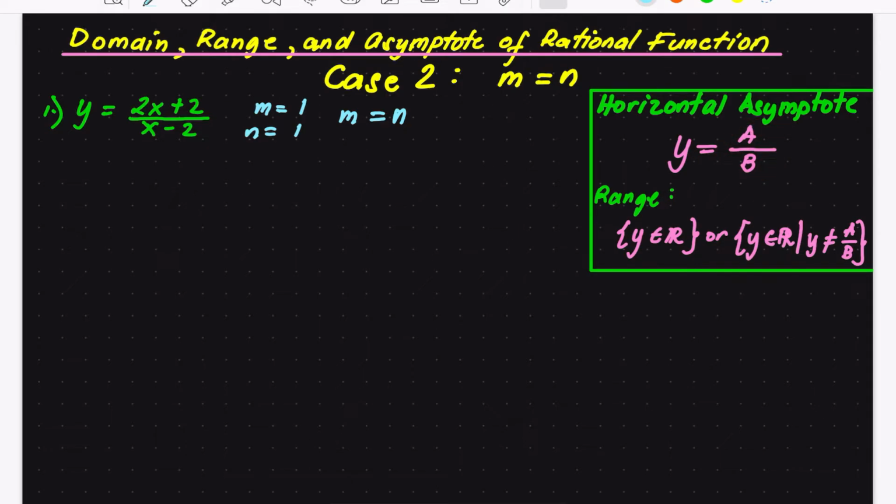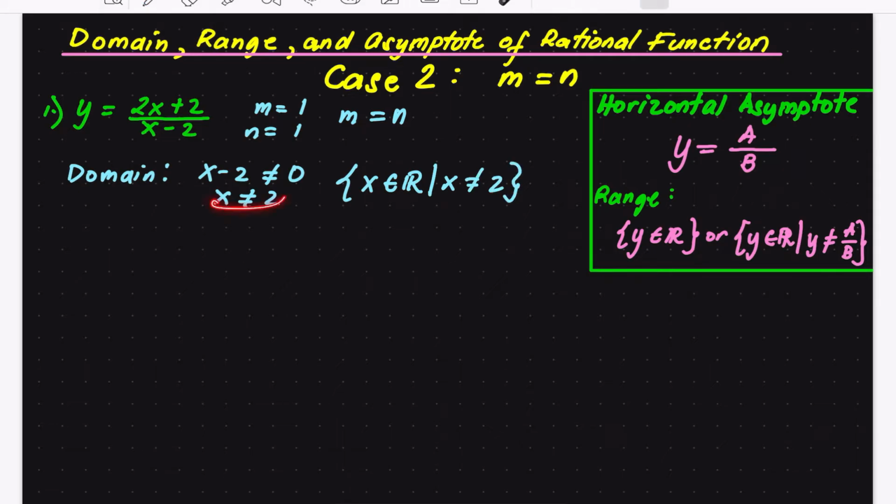Okay, so start muna tayo sa domain. Okay, in determining the domain, so the denominator should not equal to 0. So that's the process. X minus 2 should not equal to 0. Kasi kapag naging 0 ang denominator natin, magiging undefined yung function natin. So solve for x, we have x should not equal to positive 2. So therefore, our domain is x is element of all real numbers such that x is not equal to positive 2. Okay? So ito.